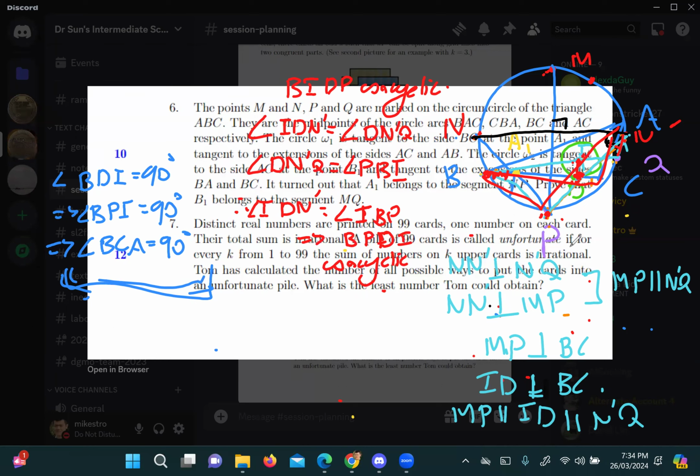Wait, B1 is the touch point on MQ with the excenter, right? Yeah, it's the excircle. It's like the A version. Wait, it's the excircle of B, right? Yeah, the B excircle. Okay, so it's just the same thing. Yeah, it's just the same thing, just instead of A it's B, basically. So if you prove it's equivalent, then you get that.